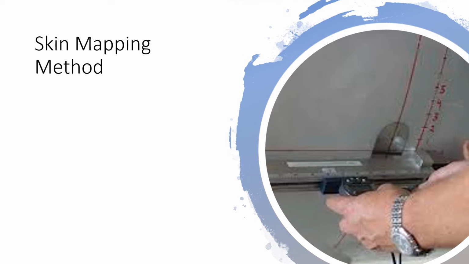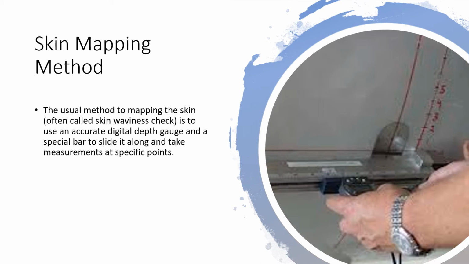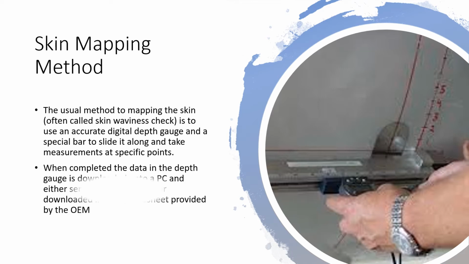The usual method to map the skin is to use an accurate digital depth gauge and a special bar that slides along it, and you take measurements at specific points. When the completed data in the depth gauge is downloaded onto a PC, it is then sent away for analysis, or sometimes the OEM provides you with an Excel spreadsheet to download the information into.